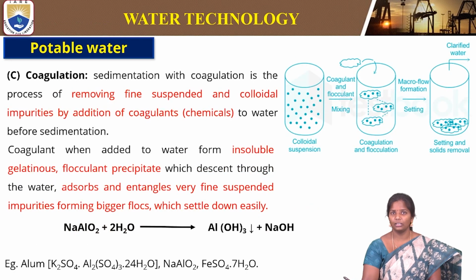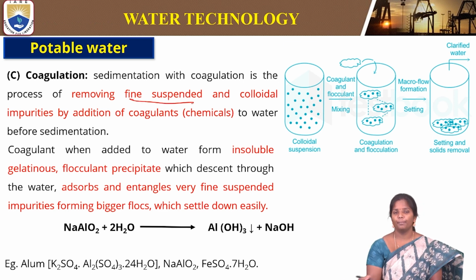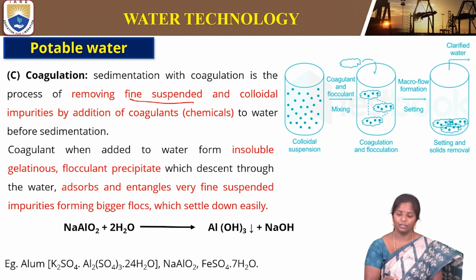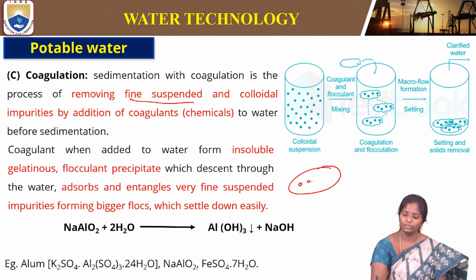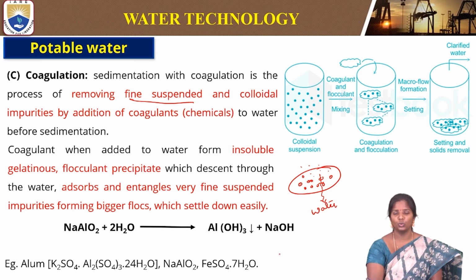Then coagulation. This is another method where sedimentation along with coagulation is used to remove fine suspended particles. For example, if we are using filtration with holes, the fine particles can penetrate through these holes and come out into the water. So filtration cannot help. Coagulation will help in removing these fine suspended particles also.